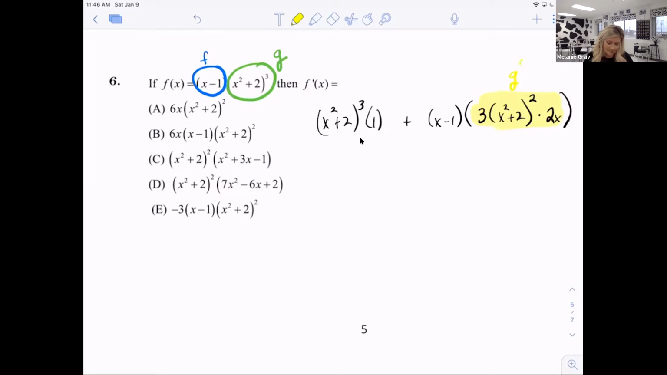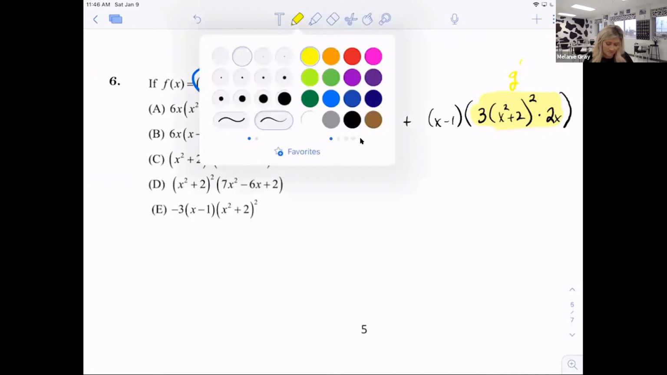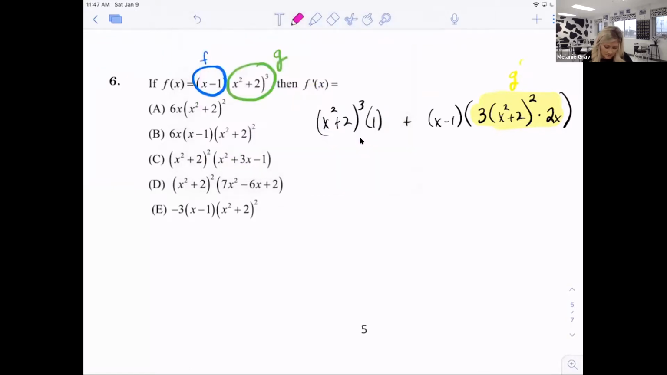So we have GF prime plus FG prime. And now here's where students tend to want to start multiplying everything together. But what I want you to do is look at this as 2 separate terms. So you've got one term here, and I want you to look at this as a separate term. Remember, terms are typically separated by plus or minus. If you look at these 2 separate terms, I want you to think about what the GCF would be. And we're going to pull out the GCF.